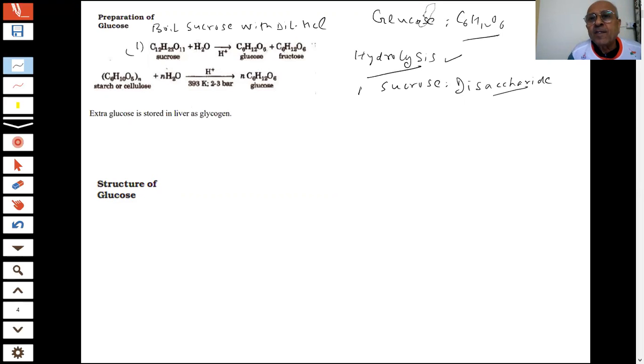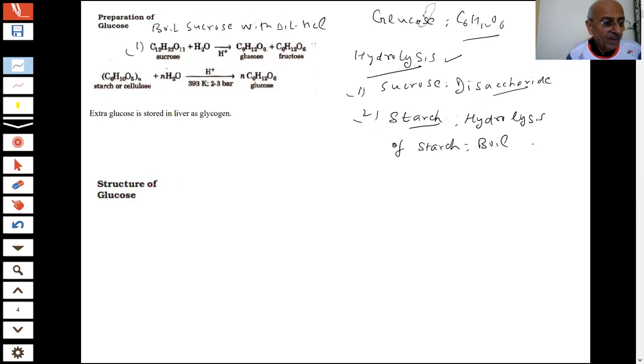Further, students, we can obtain glucose from the hydrolysis of starch. Second important point is the starch. As we said, starch has more than 100 molecules of glucose. So we can do hydrolysis of starch. We will add dilute sulfuric acid and boil.